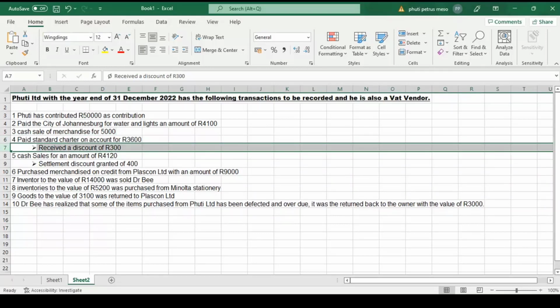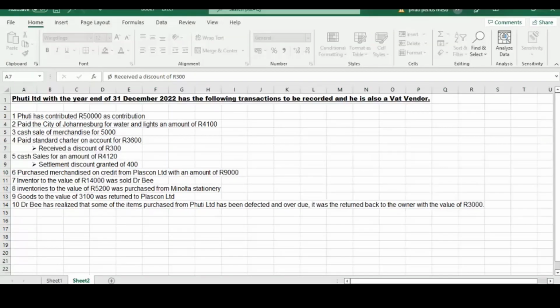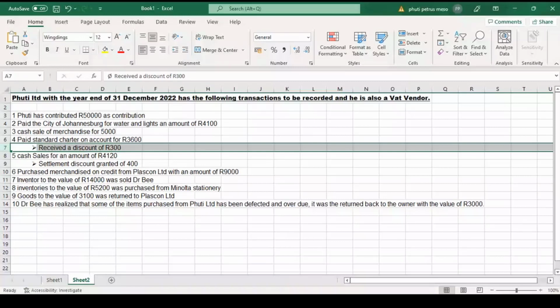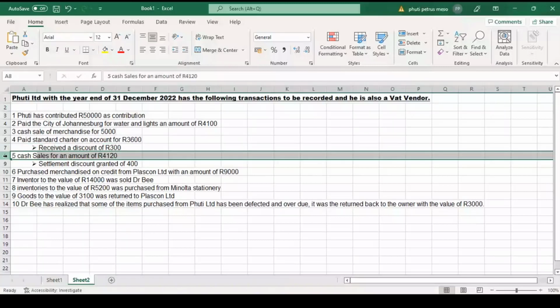Yeah. Okay. All right, let's have a look at transaction number 5. I hope everybody's back, right? Yes, sir. Everybody back? All right, no problem. Transaction number 5 says that there was a cash sale with an amount of 4,120. We have identified that as our cash receipts journal. Let's look at the recording part of it.